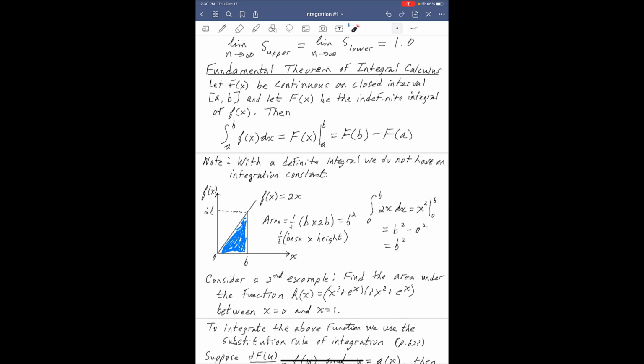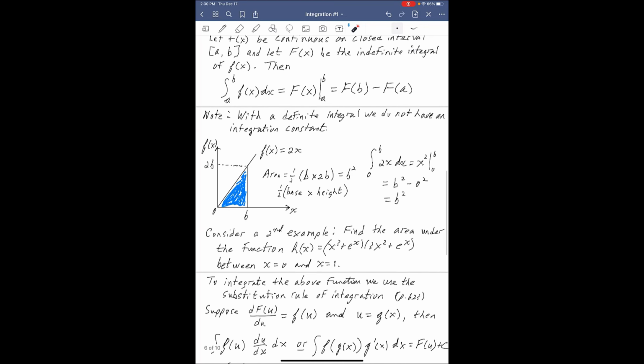So now if we go back to our original problem where f of x is equal to 2x, and instead of saying 1, we just make it b, and as a result we get 2b on the vertical axis here. And we know that the area is 1/2 times the base times the height, so it's 1/2 b times 2b, which is b squared. And we can do this by integrating from 0 to b the function 2x, which gives us, once we integrate it, x squared evaluated at b minus x squared evaluated at 0, which gives us b squared minus 0 squared, which is simply b squared.